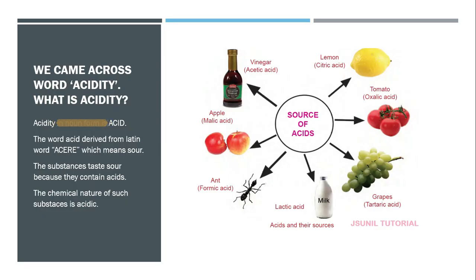Now you have come across a new word, that is acidity, right? What is acidity? The word acid is derived from a Latin word, acre, which means sour. Substances taste sour because they contain acid. The chemical nature of such substances is acidic. You have come across a few of these substances in your household. Lemon, lebu, is sour in taste, which means it contains acid. Tomato, which we use for making salad, is sometimes sour in taste, and that also contains acid.